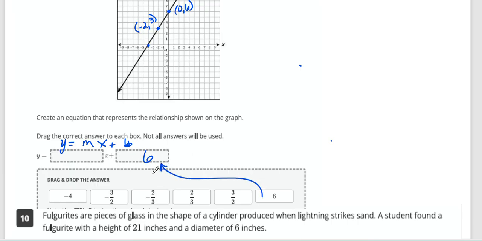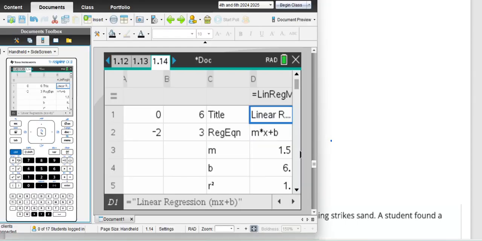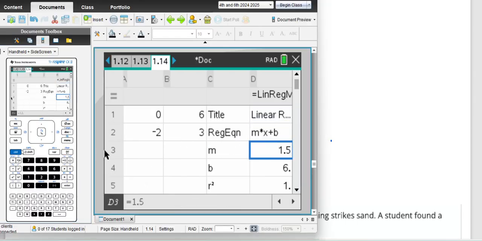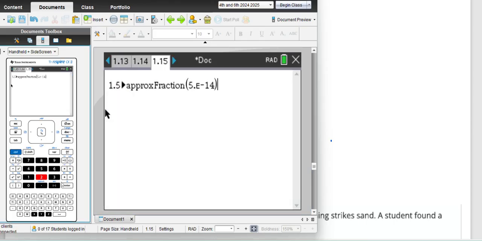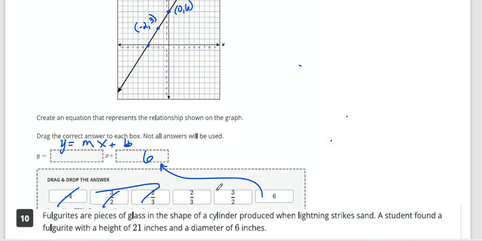Now, I know what 1.5 is, right? And I know it's positive, so these are out. And it's got to be between these two right here. And I know it's this one. Let's just double check and come right here. Click here. We're going to go Control C to copy it. And we're going to add a document. And we're going to Control V. And we'll go to Menu 2 to convert it to a fraction. And there it is, 3/2. Okay, drag those two there.